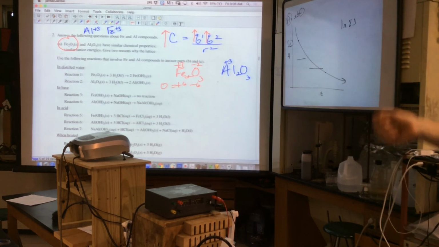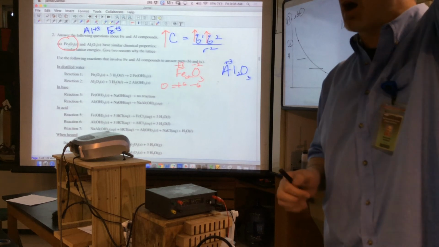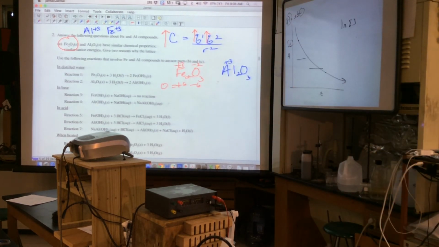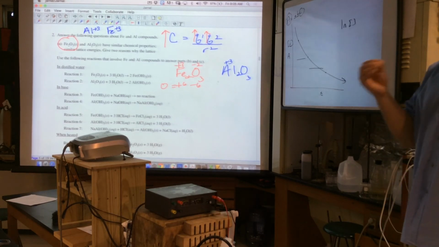In your multiple choice questions, how many times are they listing the radii of the ions and the charge? And they want to know who's got the greatest lattice energy. Why do they stick together? I've been talking about charge density all year.